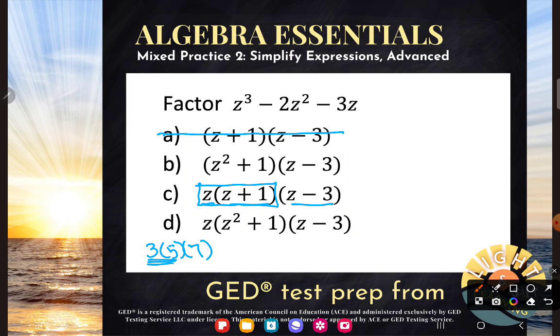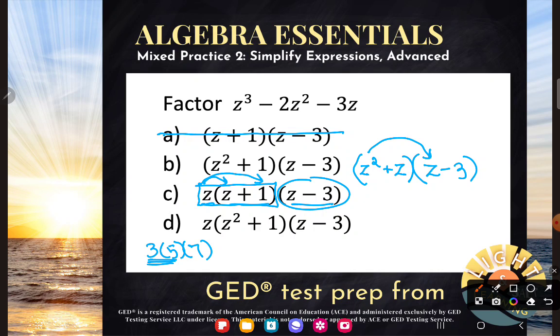But I'll just start with those two. So that's a z shoved up against a parentheses, so I can just distribute that one z. So z times z is z squared, and z times positive 1 is just positive z. And then that whole group still needs to multiply with the second factor, z minus 3. And now let's do that. z squared times z is z to the 3rd power. Keep passing that out. z squared times negative 3 is negative 3z squared. Positive z times positive z is positive z squared. And z times negative 3 is negative 3z.